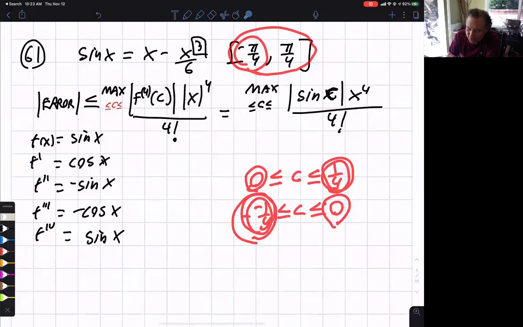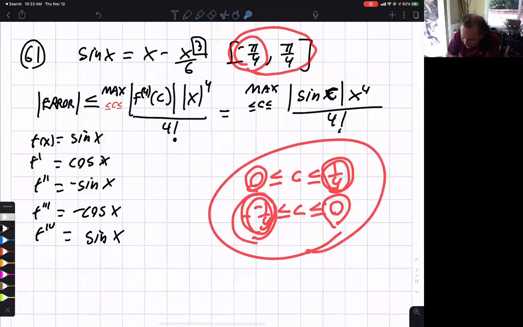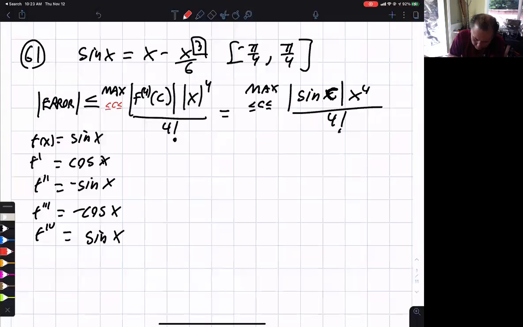So if you combine these two, c could go from negative 1/4, actually pi over 4. I don't know where you get 1/4 from. Negative pi over 4 to pi over 4. Our c could be anywhere between those. So this is actually going to be negative pi over 4 to pi over 4.